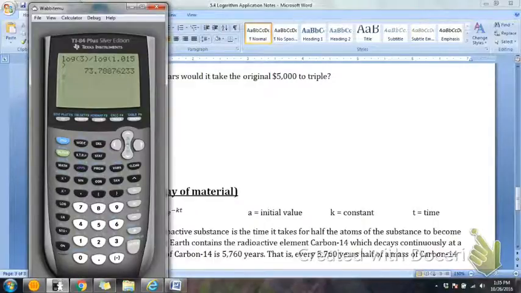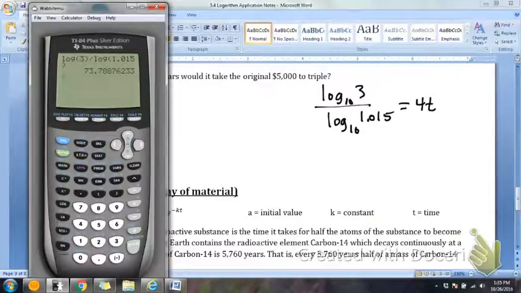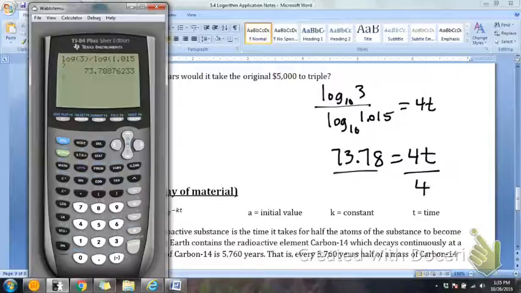73.78. Okay, so does it make sense that it would take 73 years? No, it doesn't make sense. So we had our log base 10 of 3 over log base 10 of 1.015 equals 4t, right? And so when I get this 73.78 equals 4t, what does that mean I need to do? Oh, right, because it's happening 4 times a year. So I'm going to divide by 4 on each side.